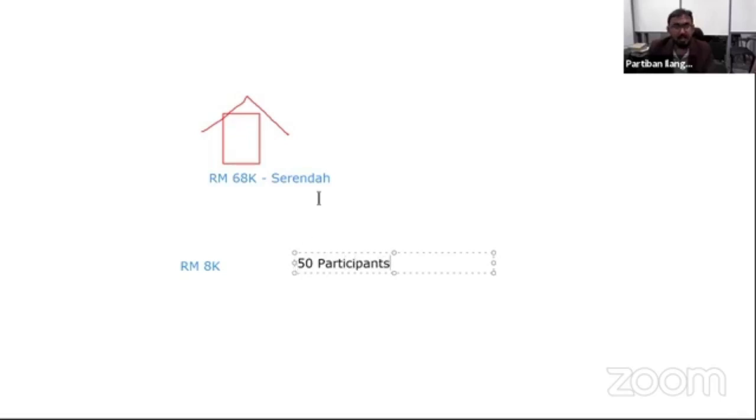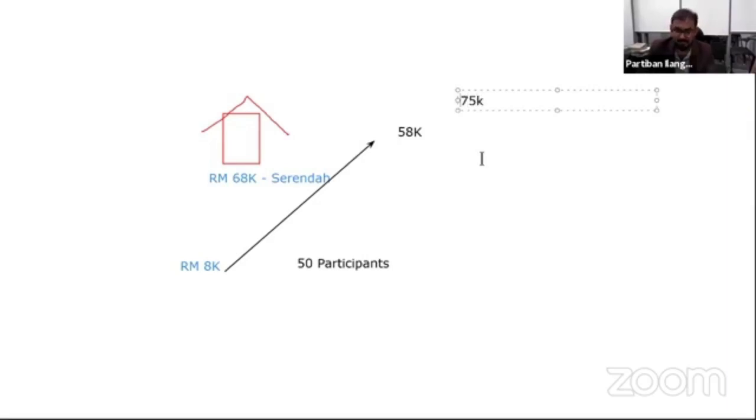And literally they raised the price from 8K immediately, because 50 participants, each of them, they charge 1,000, and the price from 8,000 became 58,000 immediately. And because of the bidders, everyone bid, they ended up bringing the price to 75,000 ringgit Malaysia. So this is what happened in the auction.